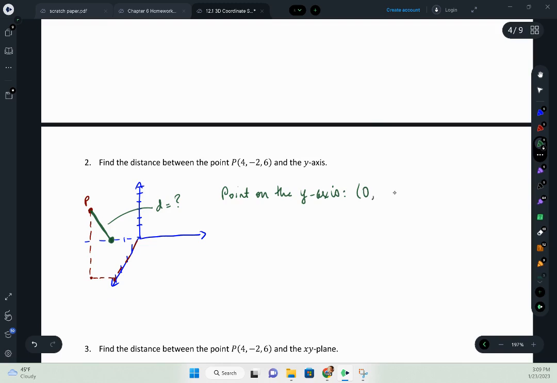So 0, comma, and then 0. The y value is at -2, and I chose -2 because the y value in the original point was -2. So I'm trying to get the shortest distance between 2 points. So I'm going to have a -2 for my y value in my point. Well, then from there, I can just go ahead and use my distance formula, where one of my points is P and the other point is the one I just stated, (0, -2, 0).